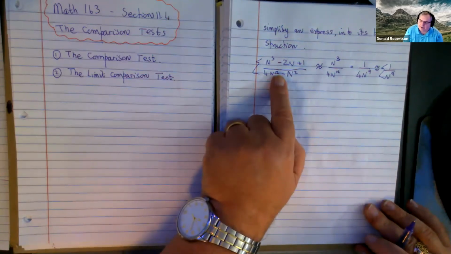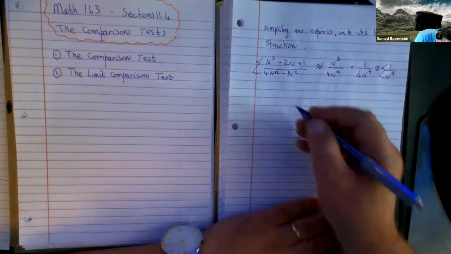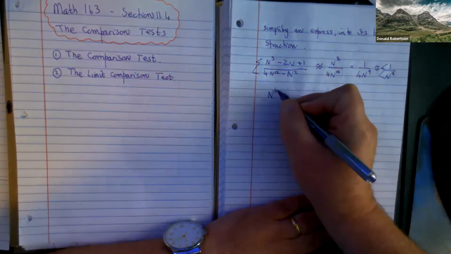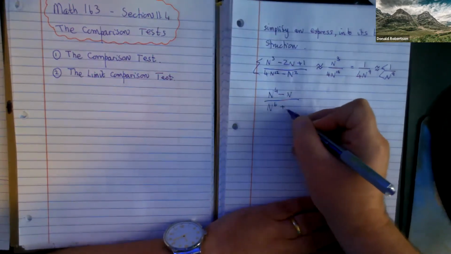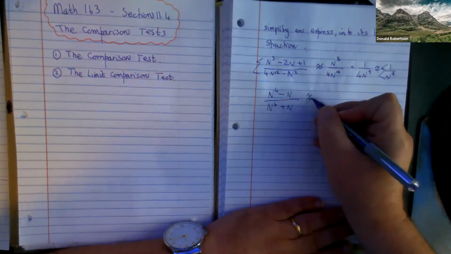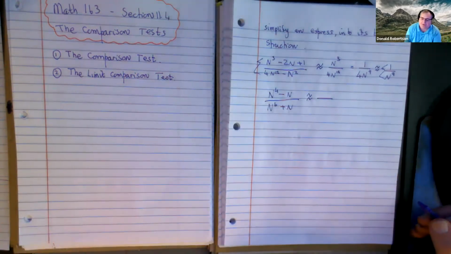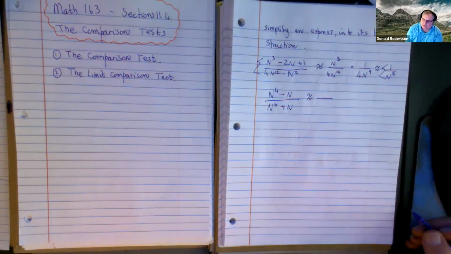How do you simplify an expression into its basic structure? So here's another one. N to the 4 minus n over n to the 6 plus n. Okay, what would be the simplified numerator in this case? What should I write down?